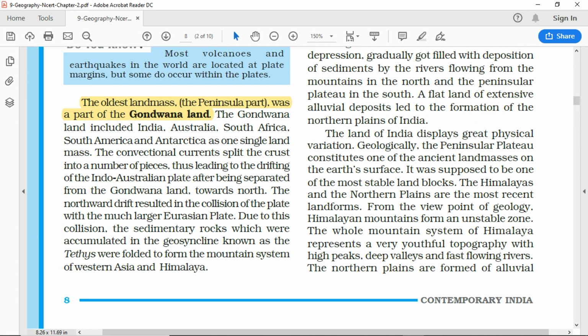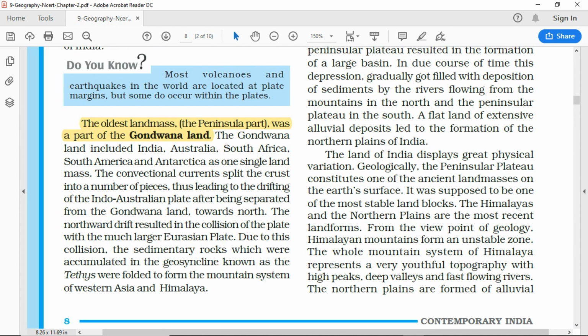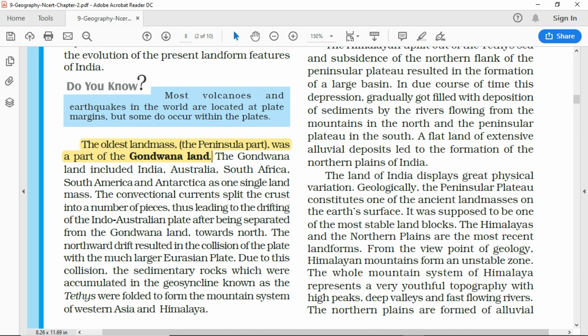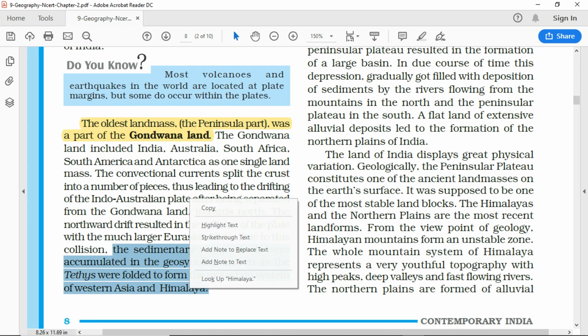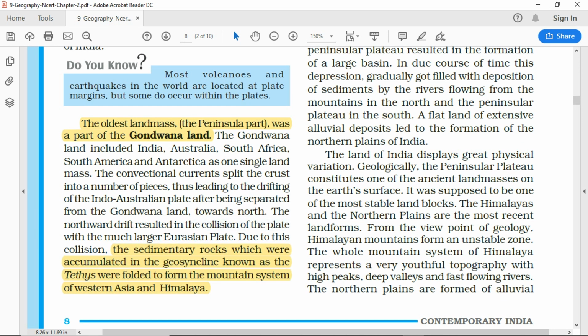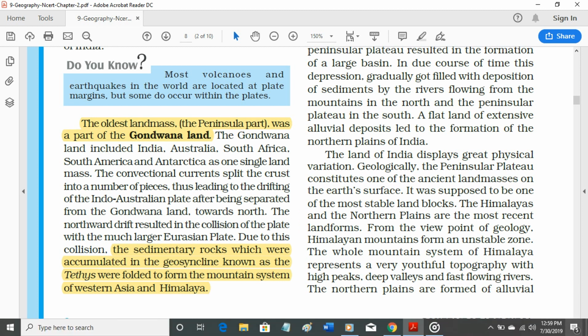The convectional currents split the crust into a number of pieces, thus leading to the drifting of the Indo-Australian plate after being separated from the Gondwana land, towards north. The northward drift resulted in the collision of the plate with the much larger Eurasian plate. Due to this collision, the sedimentary rocks which were accumulated in the geosyncline known as the Tethys were folded to form the mountain system of Western Asia and Himalaya.